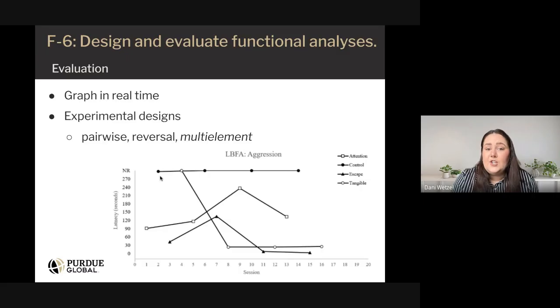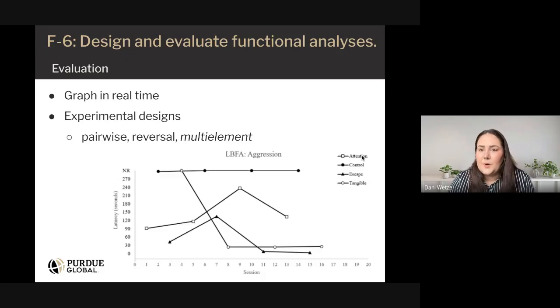So you can see during our control condition, we had no responding, no instances of aggression, which is great. Because as we're evaluating and conducting our visual analysis, we can see that there was differentiation between our other test conditions versus the control condition. And this is huge because we can tell that this behavior is multiply maintained. There's a really strong evocative effect in the escape condition and the access to tangibles condition, but we know that this client will also engage in aggression to get attention. So this behavior is multiply maintained by escaping demands, getting access to tangibles or preferred activities, and gaining attention.